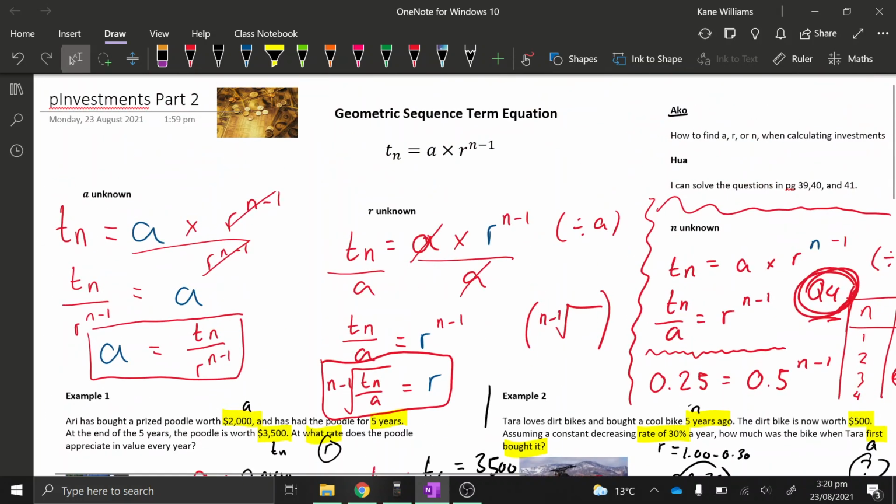All right. So we've done how to find A, R, and N. So N's just the oddball here, but the rest, A and R, you should be able to do now. Okay, your expectation if you're in MAT 202 Mr. Williams class 2021 is to solve 39, 40, and 41 by the weekend.